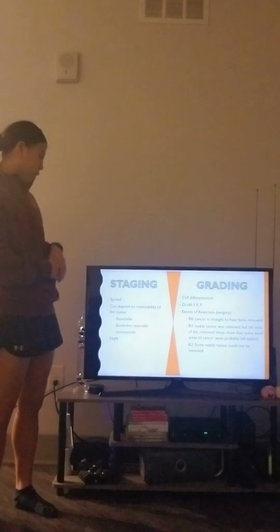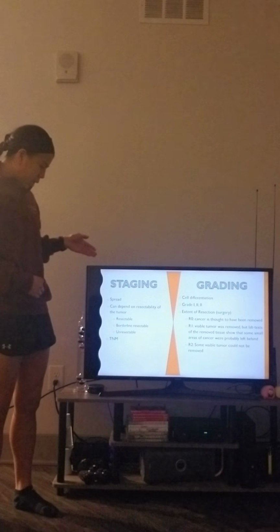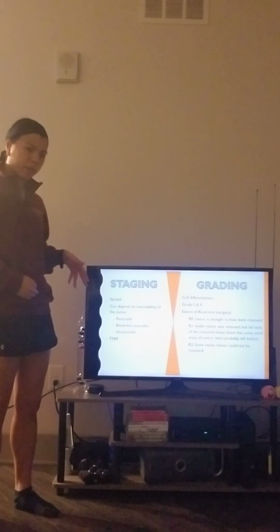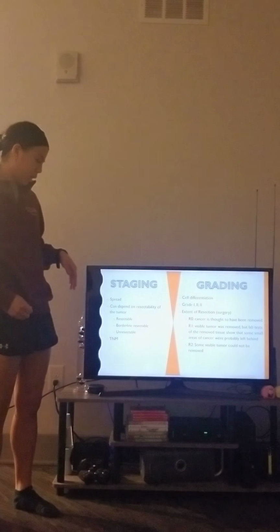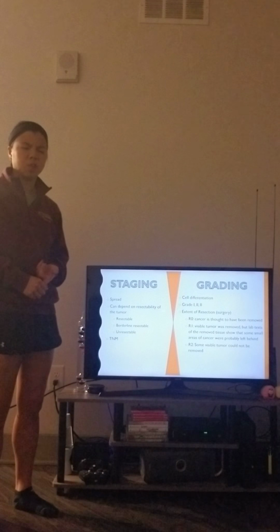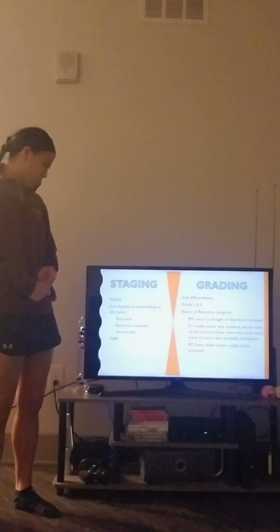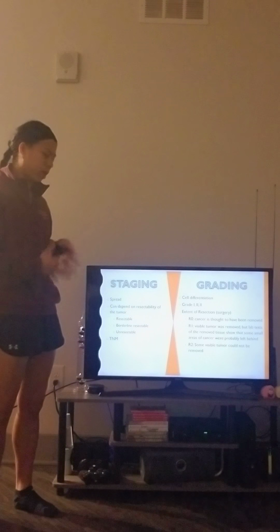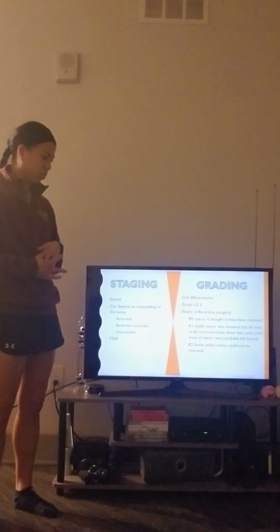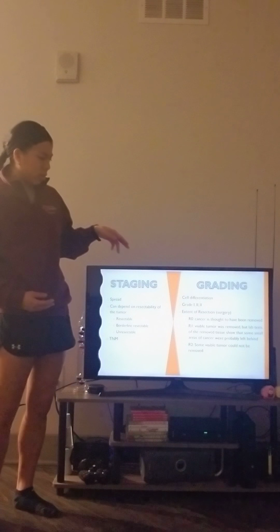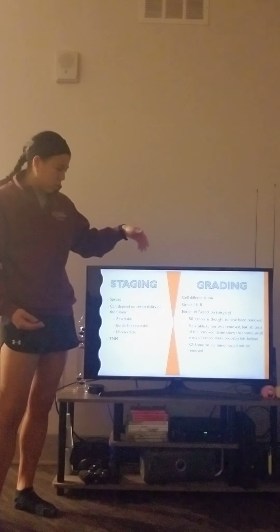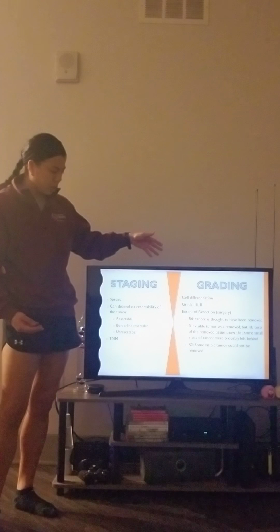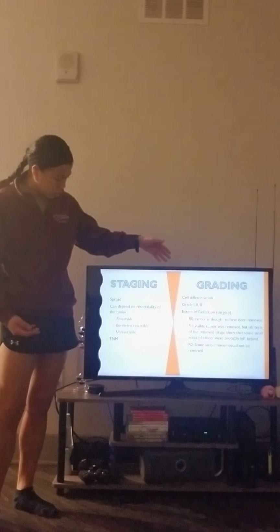So staging and grading. Staging is the spread, and it really depends on the resectability for pancreatic cancer. They label it as resectable, borderline resectable, or unresectable, and then they also use that with the TNM system. As for grading, just looking at cell differentiation, it goes 1 to 3, but grading also depends on the extent of resection of the tumor.